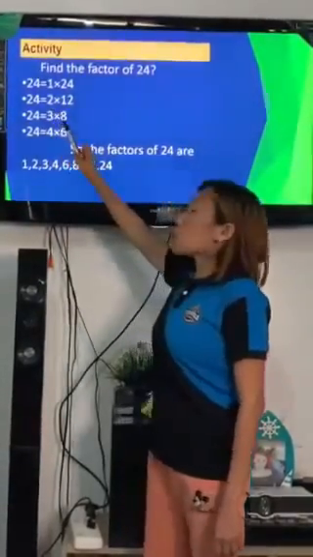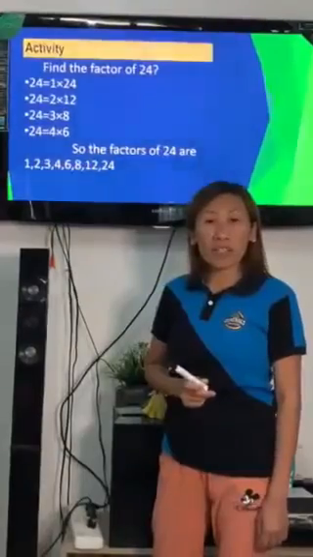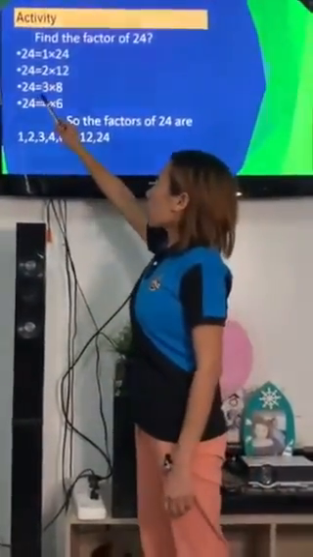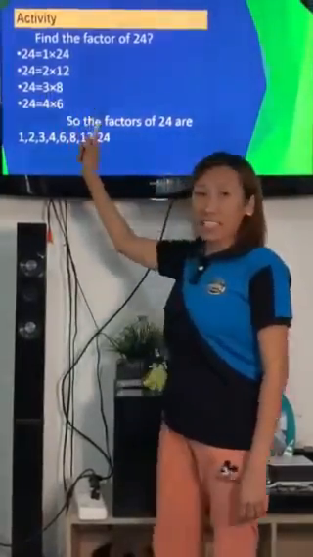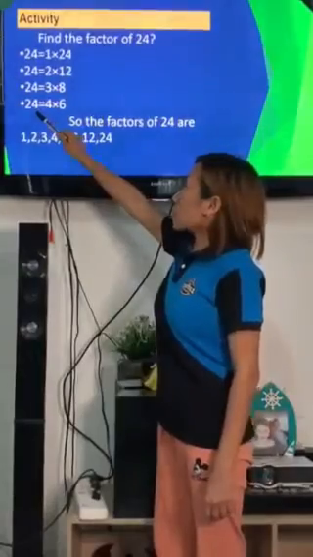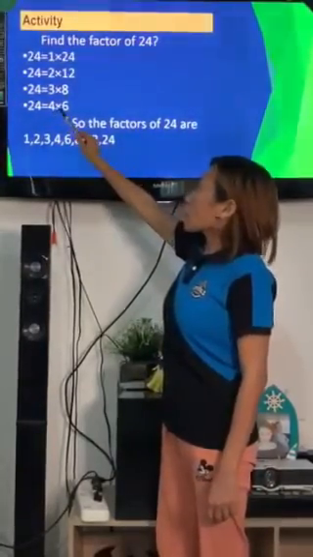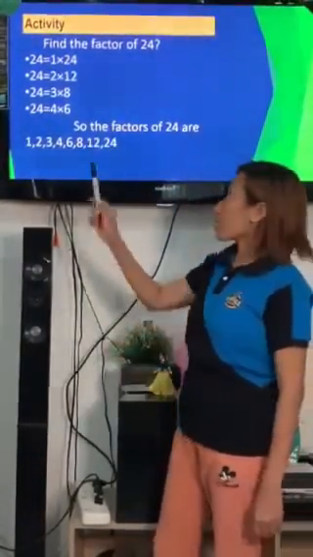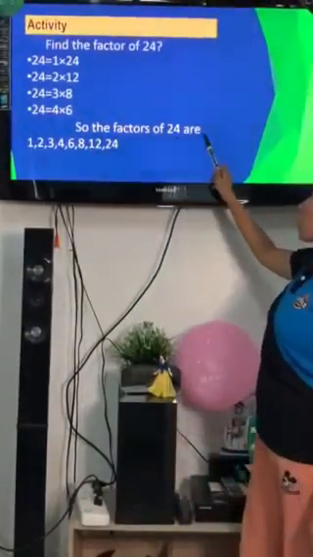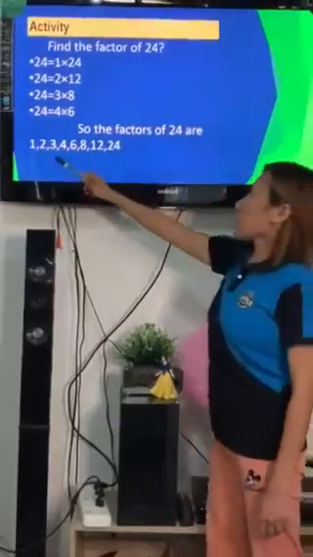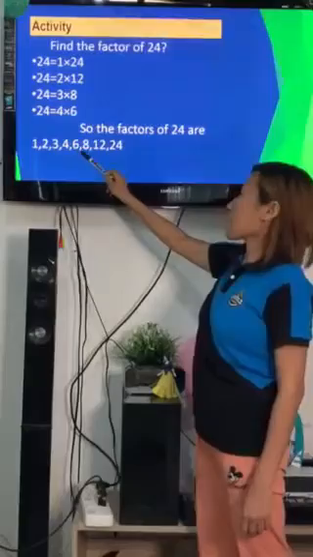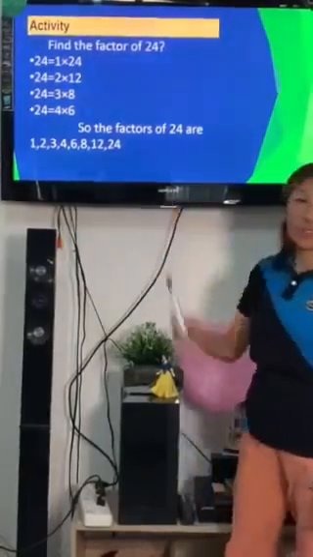24 equals 2 times 12. 24, 3 times 8, 24, 4 times 6. So to find the factors of 24, this is the answer: 1, 2, 3, 4, 6, 8, 12, and 24.